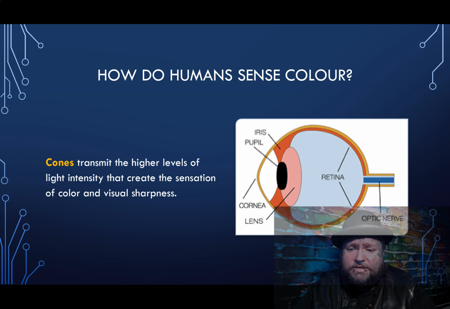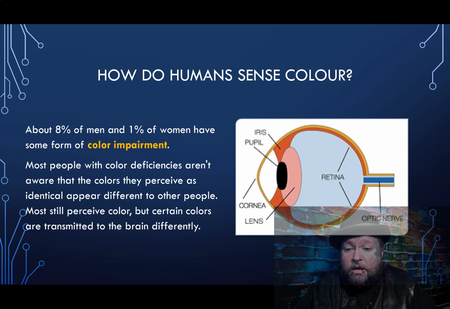Okay, the cones transmit the higher levels of light intensity that create the sensation of color and visual sharpness. So it's that combination of the rods, the black and white and dimness, combined with the cones, for the overall signals that are then sent to the brain and perceived as the colors as we understand them.